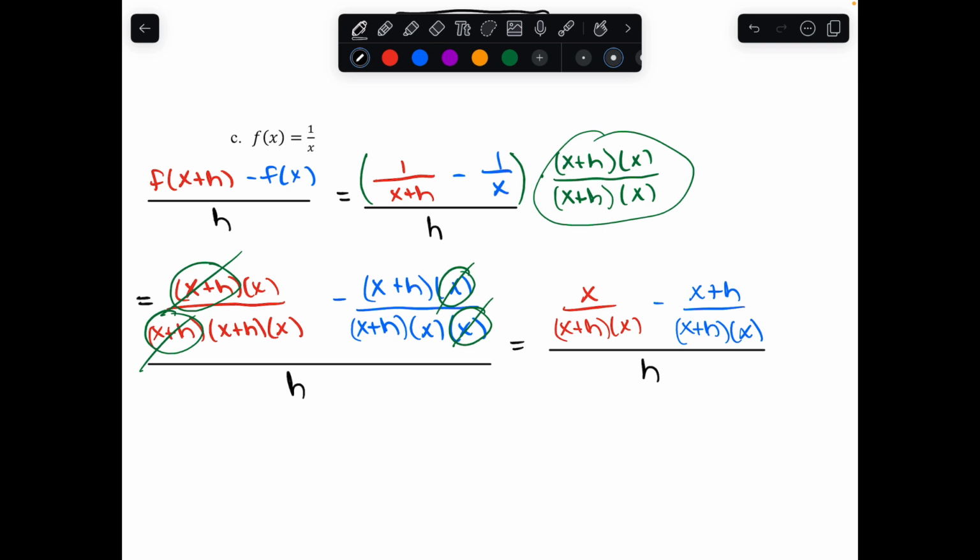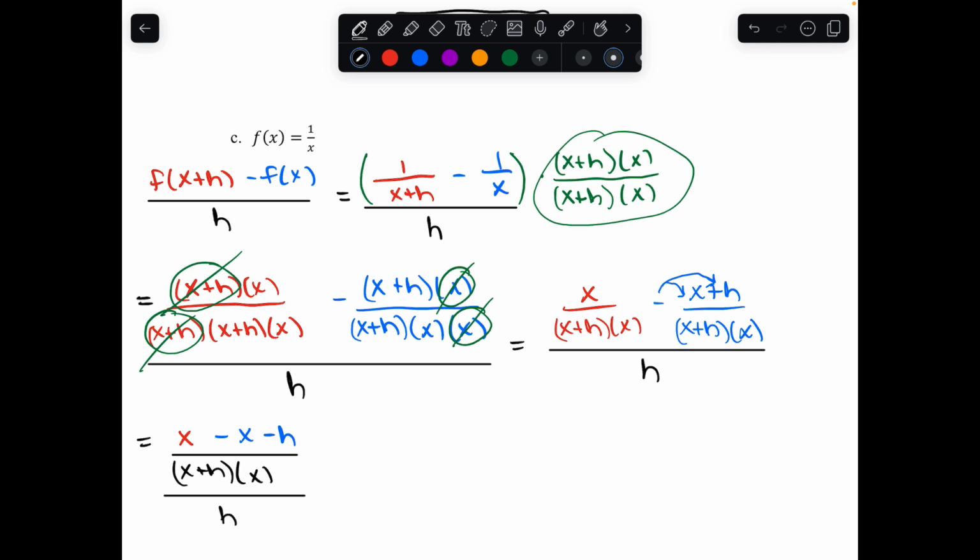But let's take a closer look at our numerator now. Both the red fraction and the blue fraction now have the same denominator. Since they have a common denominator, we can combine them. So this becomes x minus (x plus h). Right? You need to be careful because this negative sign will apply to both pieces in the numerator, divided by (x plus h) times x, and then this whole thing divided by h.